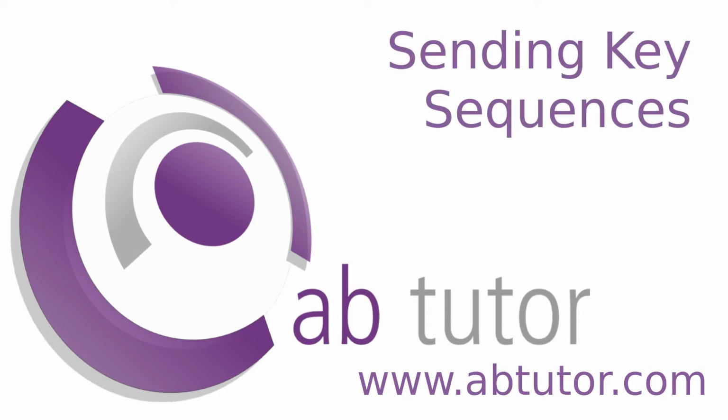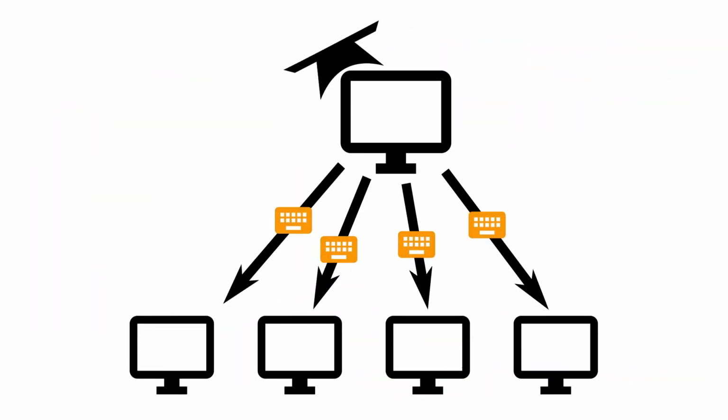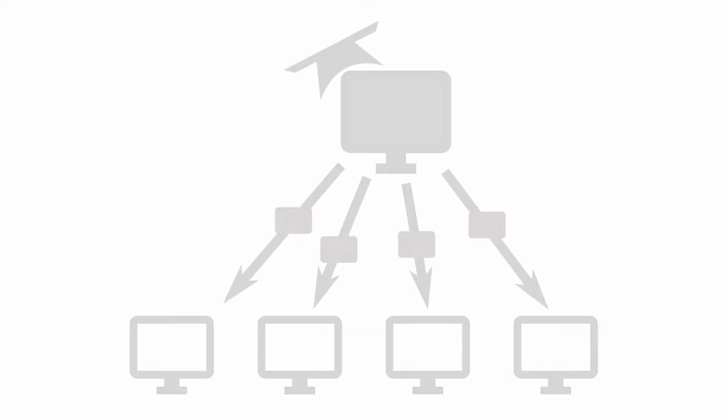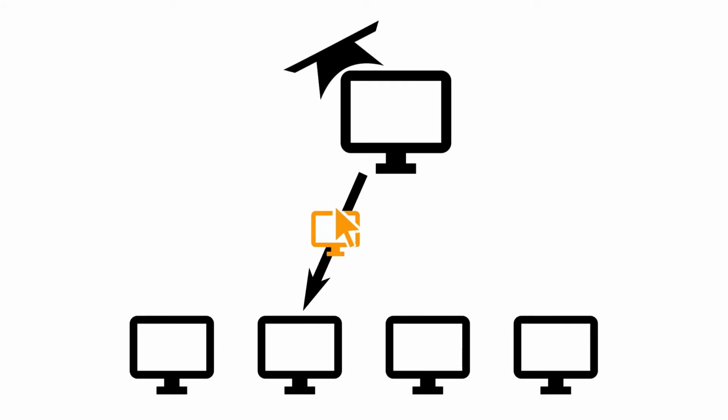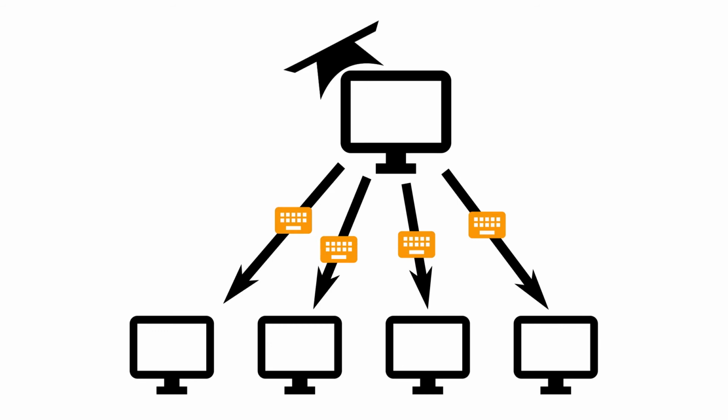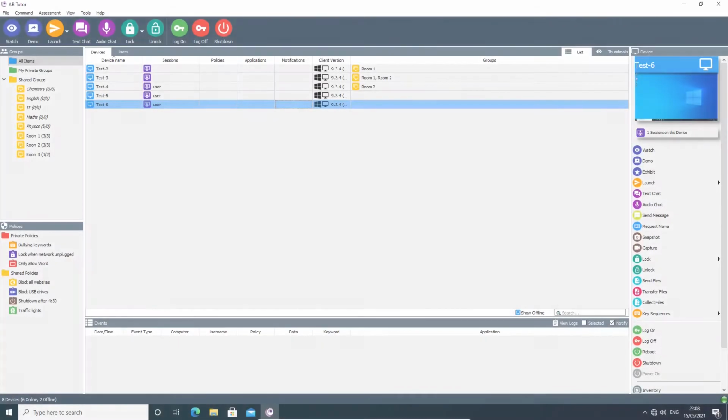Today I'm going to talk about sending sequences of keystrokes to a client computer. This can be used to remotely type on a client computer without needing to start a watch session, perhaps to enter some login credentials or to force a document to be saved. This can of course be done using a watch session with shared control. However, with the key sequences action, you can run it simultaneously on as many computers as you want, and you can save more complex sequences for future use.